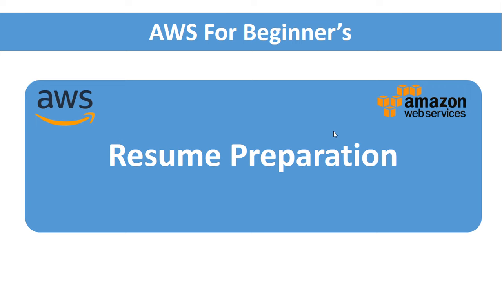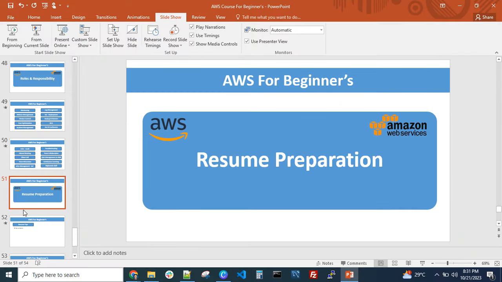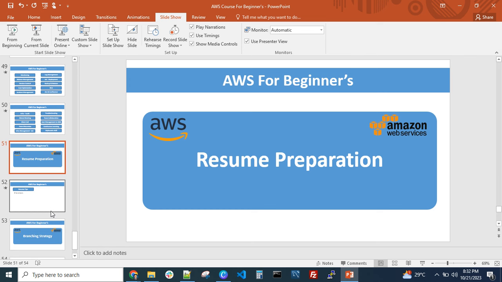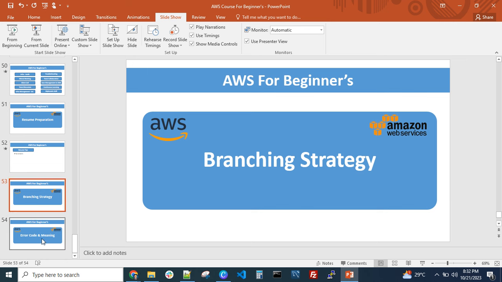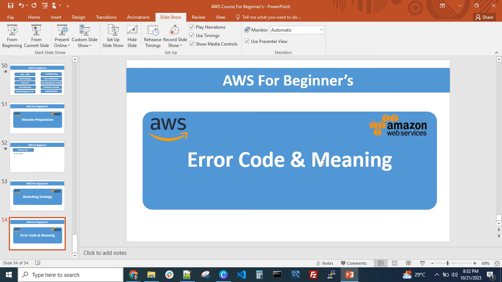In the next session, I'm just preparing for the resume preparation basically. So I will try to cover in the next session resume and the branching strategy. Okay, and also I'm trying to cover the error code and meaning.